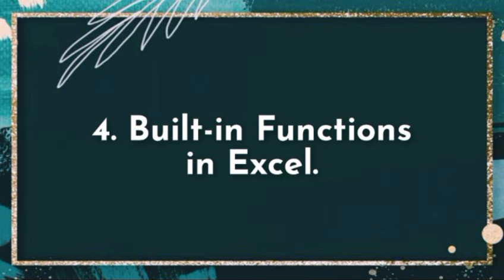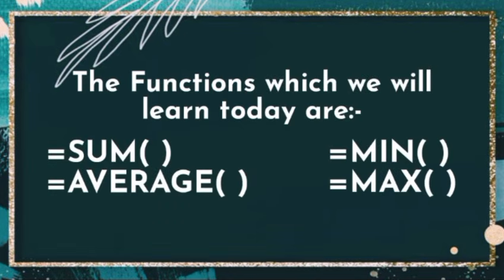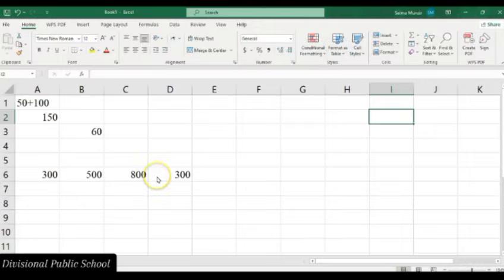And whenever you change the values of A6 or B6, the equation will automatically be recalculated and the answer will be updated. In Microsoft Excel, built-in functions are basically predefined formulas which are made to perform some specific calculations. The functions which we will learn today are sum, average, min, and max. Now to use these functions, I have made a worksheet to calculate total sales of employees during different months.